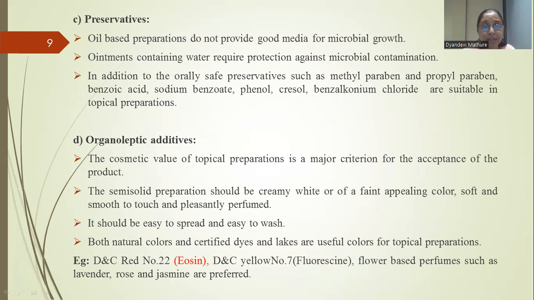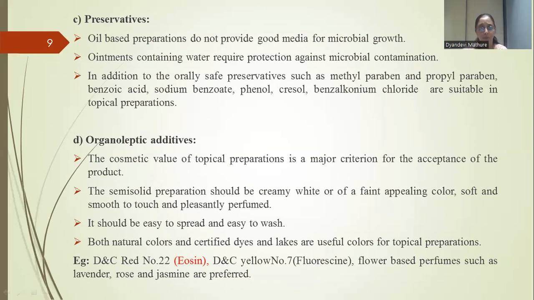Okay, so in addition to orally safe preservatives such as methyl and propyl paraben, there are some other examples of preservatives which are being used in topical preparations. For example, benzoic acid, sodium benzoate, phenol, cresol, and benzalkonium chloride. So these are some of the examples of preservatives which are used in semi-solid preparations or topical preparations.